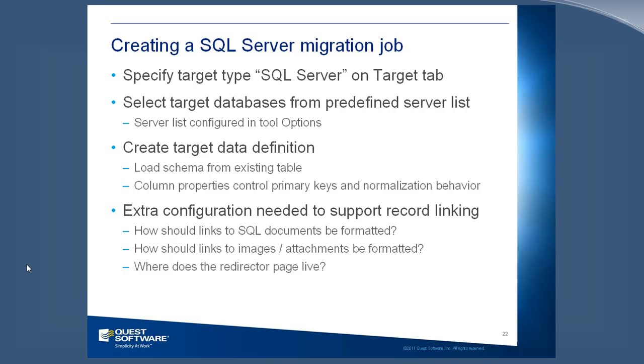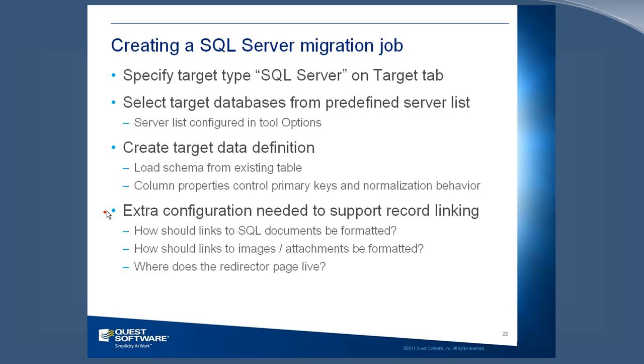So the way you would create a SQL Server migration job is you'd go to our target tab, and instead of SharePoint, you're going to change the target type over to SQL Server. And then when you do that, your selection button will now select databases, and it selects from a predefined list of servers that you've configured in your tool options. So you've got to first configure all your servers in the options, and then you can select databases every time you write a migration job.